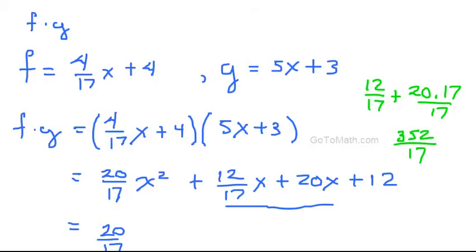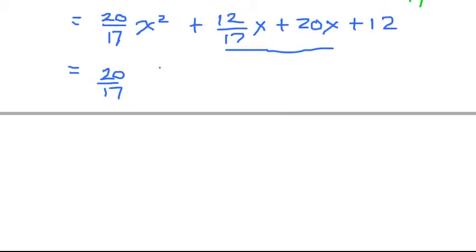Let's see, what will it do? That's what I was afraid of. Okay, so we have 20/17 x squared, and then plus 352 over 17 x, and then plus 12. Remember, we added 12/17 plus 20 together.